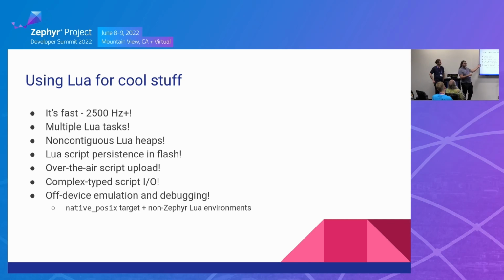You can do over-the-air script upload, because Lua scripts are just text. It's easy to send text over Bluetooth. You can do complex typed script I/O. In some internal stuff, we have scripts talking back and forth over Bluetooth, where the scripts get to send and receive what looks like Lua objects to them, and then they get serialized to and from CBOR. So you could have a control panel somewhere that has buttons and switches and some JavaScript code, and that's emitting what it thinks is a JavaScript array that's going over the wire as CBOR and coming into Lua as what it thinks is a Lua object.